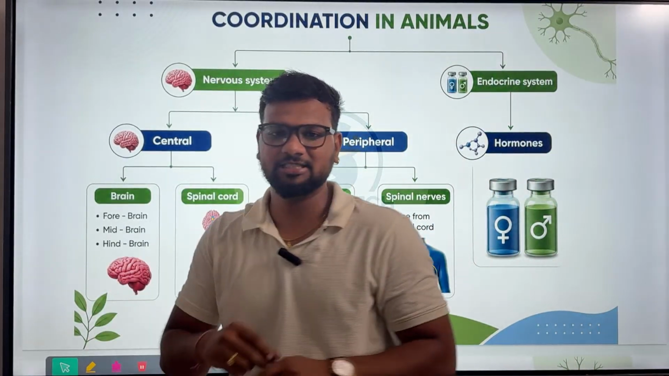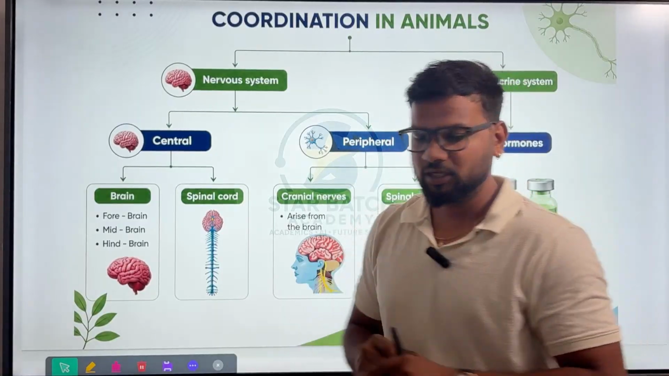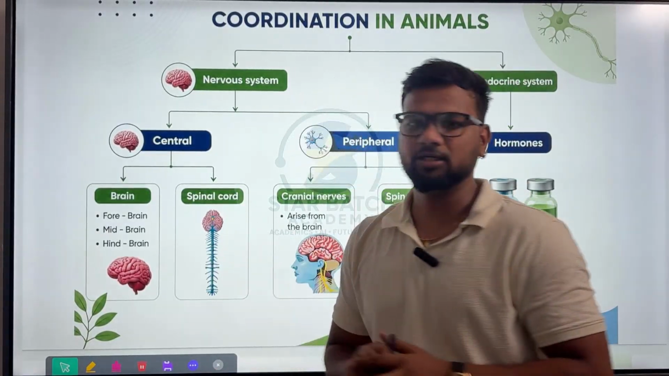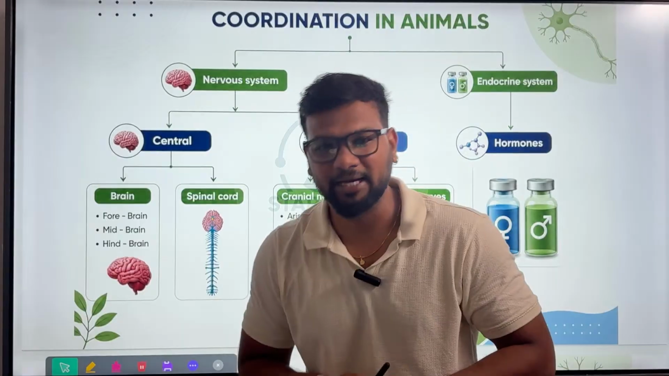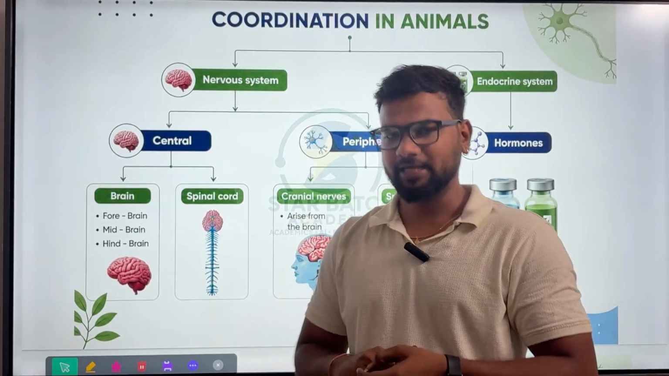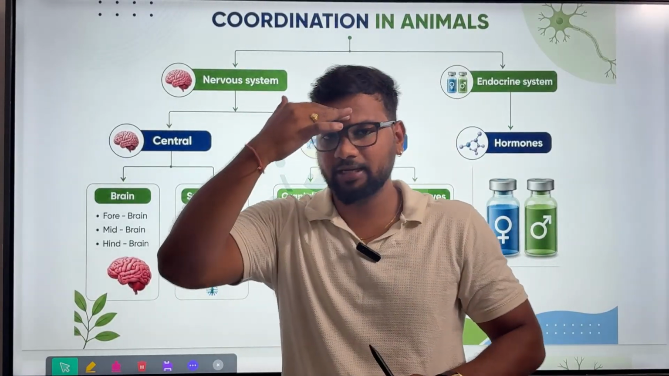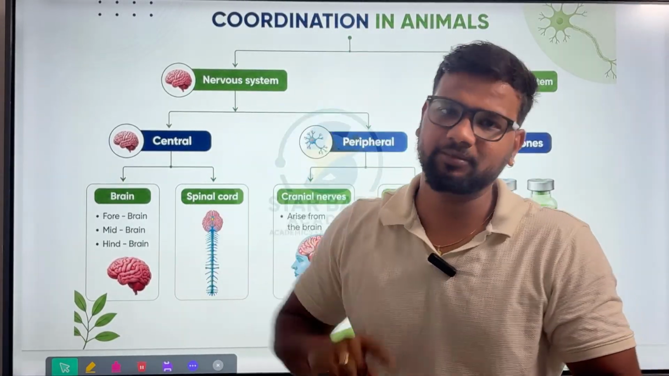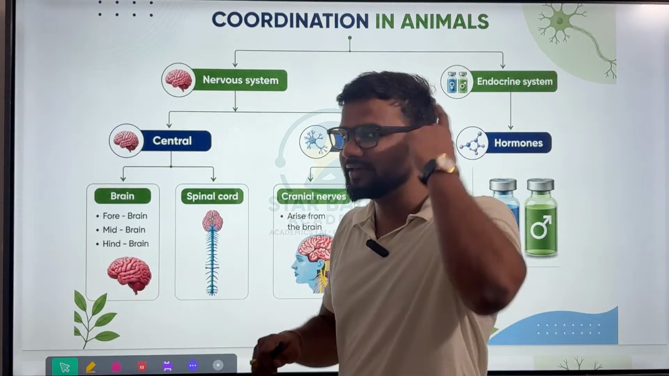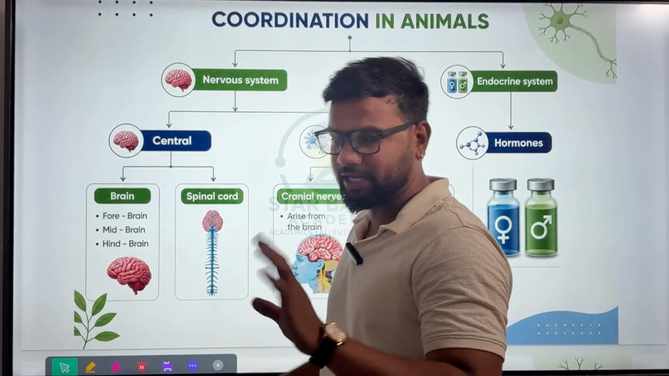So in the central nervous system we have two again. What are those? Brain and spinal cord, right? In the brain we have forebrain, midbrain and hindbrain, right? And in the spinal cord we have the complete spinal cord.